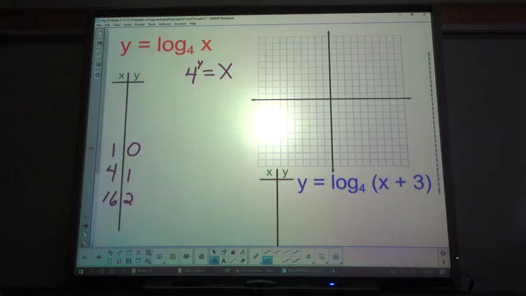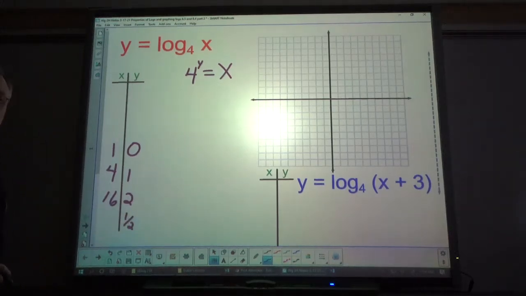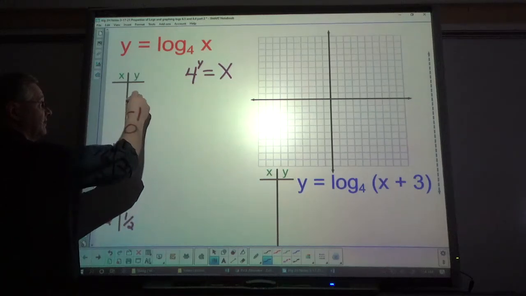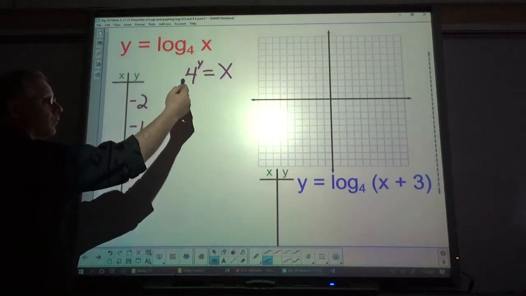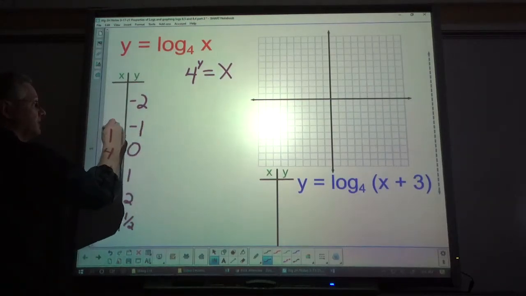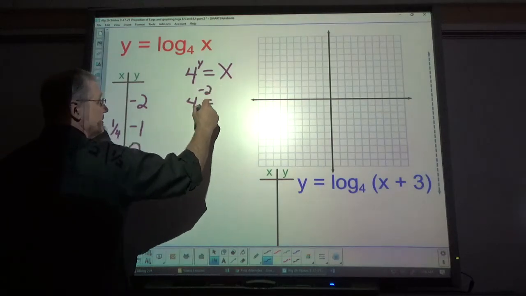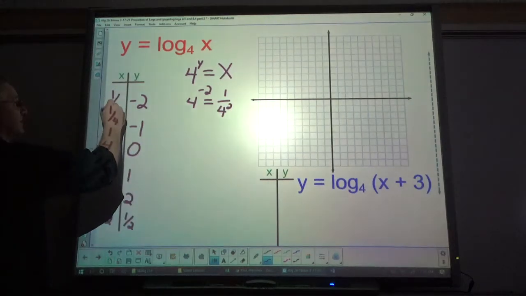Now, I could put 1/2 in because we know 1/2 is the square root, and 4 happens to be a nice number that square roots. It gives me 2. It's not necessary to do that, but I thought I'd throw that in. What is necessary is you need at least a couple negative values. So 4 to the negative 1 is 1 over 4 to the positive 1, so 1/4. 4 to the negative 2 is 1 over 4 to the positive 2, or 1/16.